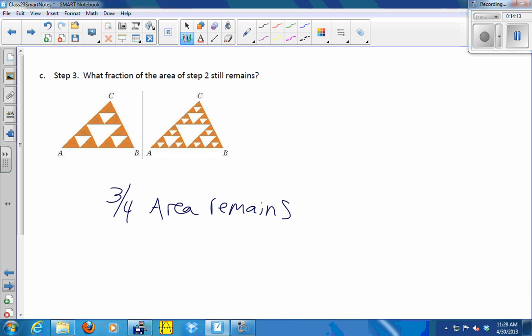3/4 of the area remains. Every step, you're throwing away 25% of what you have. You're throwing away the middle, which is 1/4 of every existing triangle. So you're keeping 3/4 of every existing triangle.